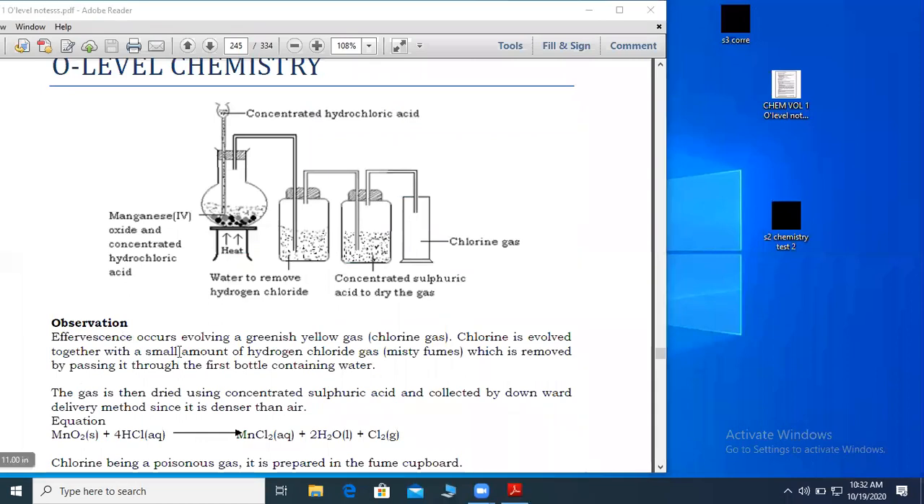Observation: effervescence occurs. Now let us also keep this in our mind. We can write this note in our books, that chlorine gas is greenish yellow. That is its characteristic color. We were saying that nitrogen dioxide is reddish brown, so we are now on chlorine. And we are also saying that chlorine gas is greenish yellow. That is its color. So a greenish yellow gas is evolved, which is chlorine.